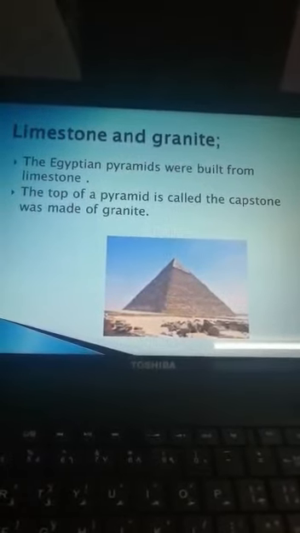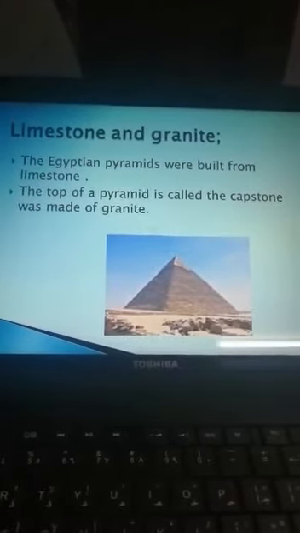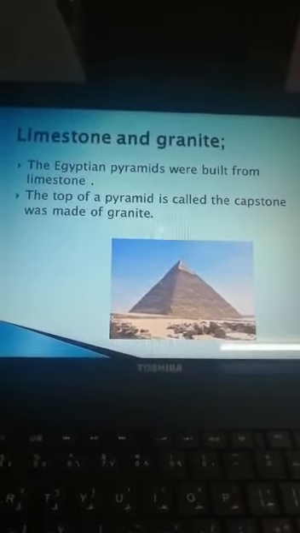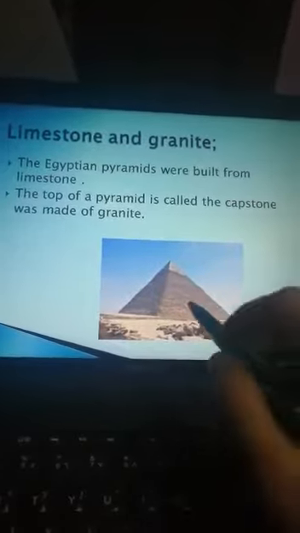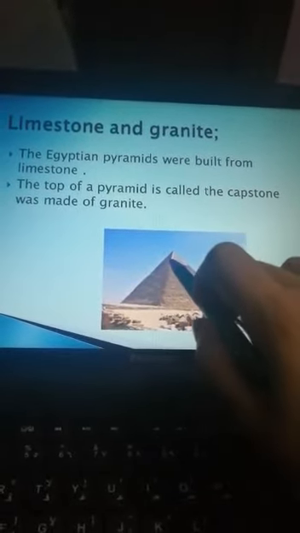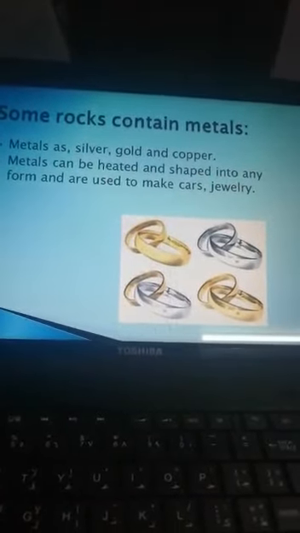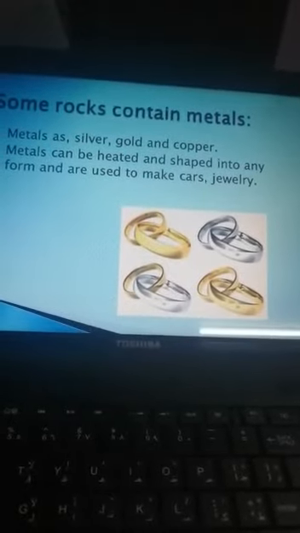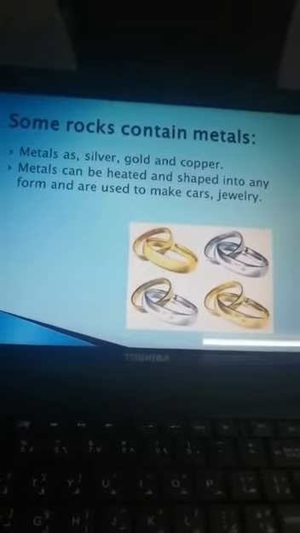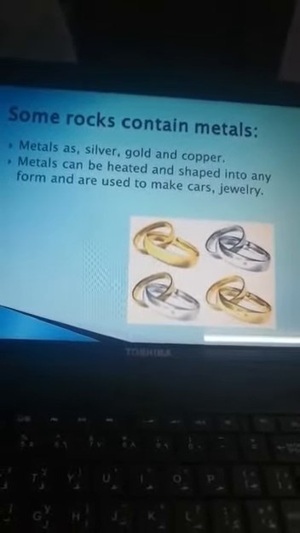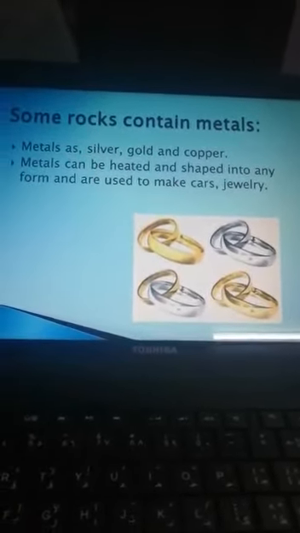Pyramids were built from what? Yes, pyramids were built from limestone. And the top of a pyramid, which is called what? Which is called the capstone, was made of granite. The pyramids were built from limestone and the top was made of granite. And we talked about how some rocks contain metals like gold, copper, and iron, and metals can be heated and shaped into any form, and are used to make cars, jewelry, bridges, and car frames.